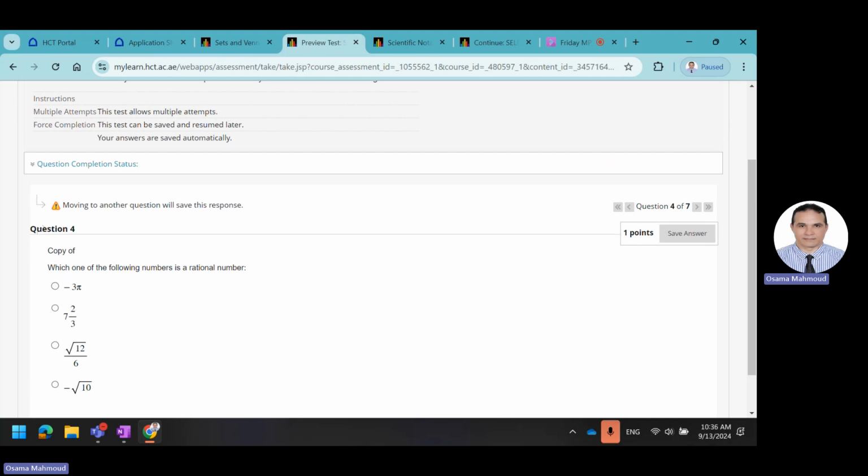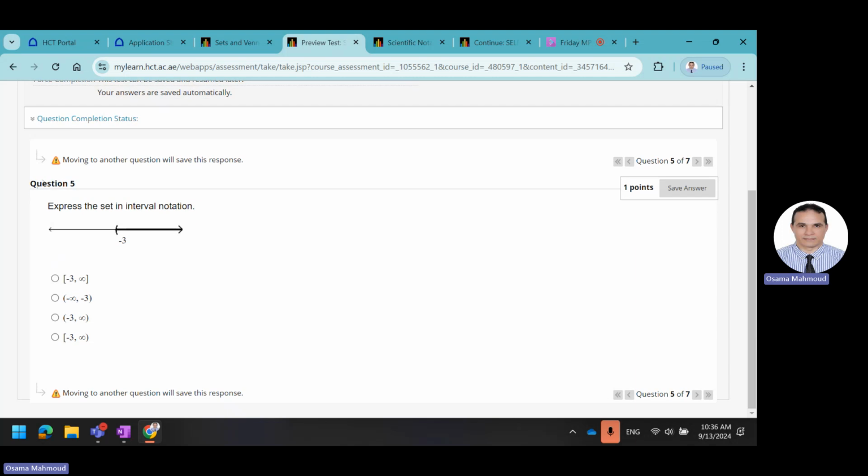If I get confused about square root of 12, I use the calculator, and it gives me a decimal, so it will be irrational. So the first one and the third one are irrational, and also the fourth one is irrational, because if I use the calculator for minus square root of 10, it gives you a decimal. So the only rational is the second one, 7.23, right?